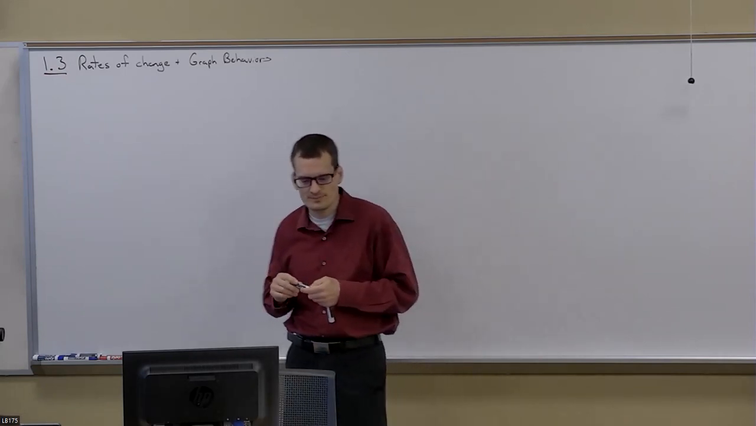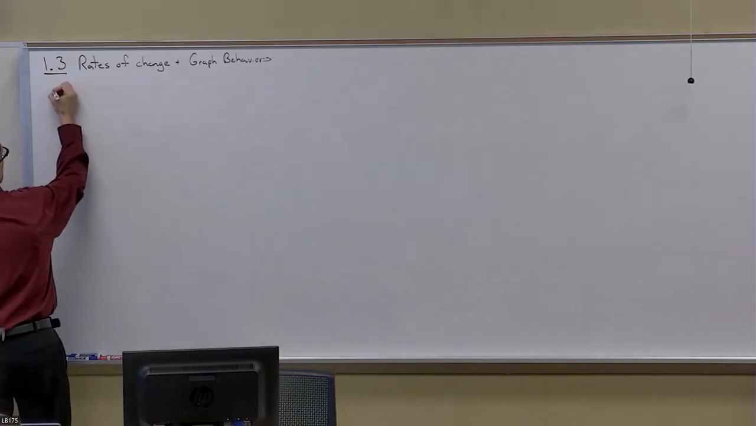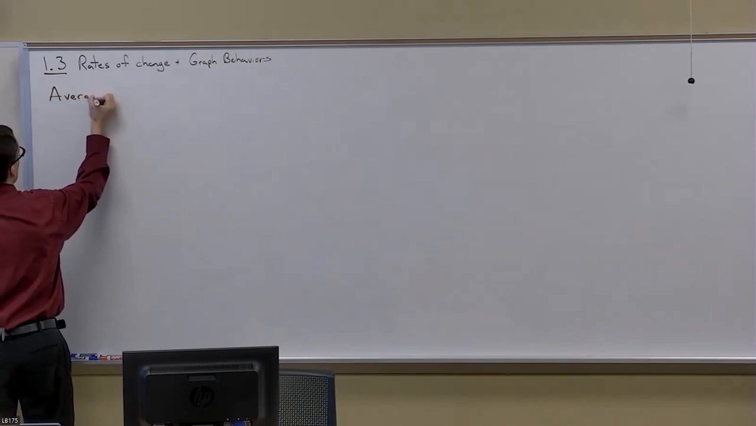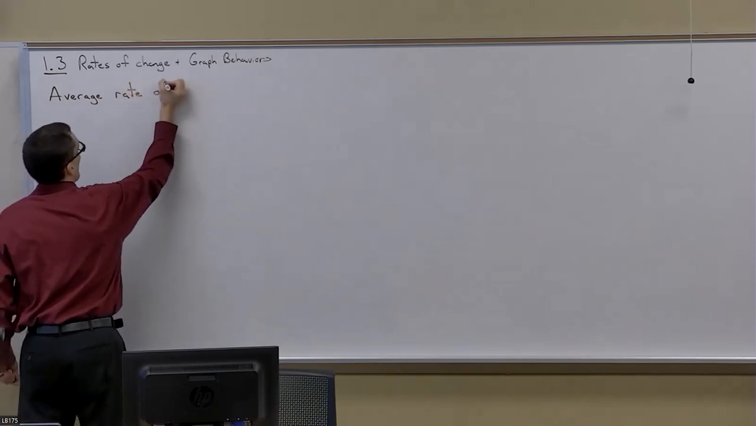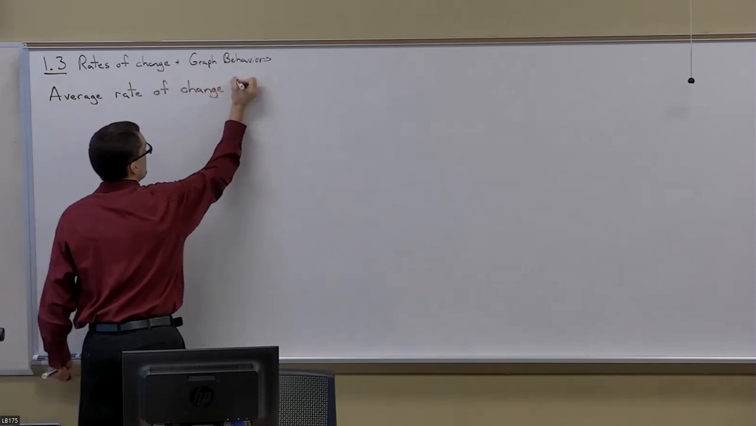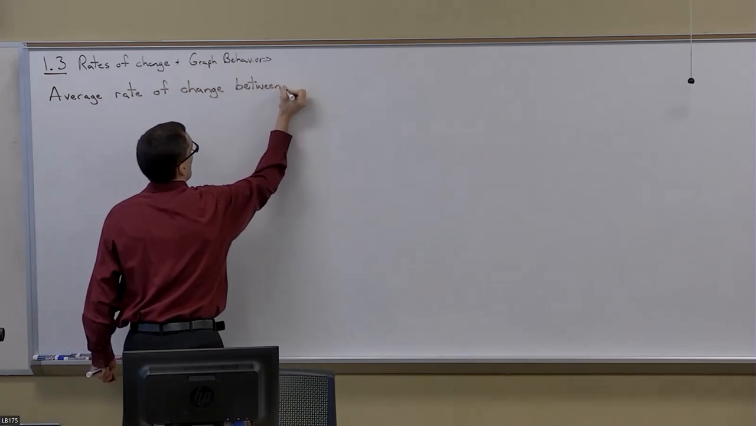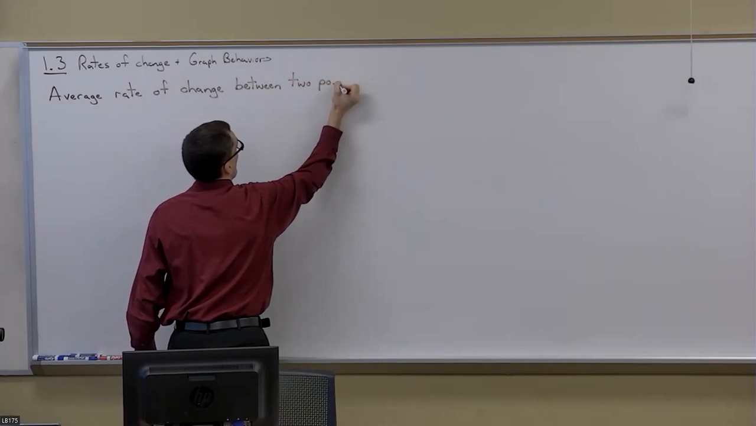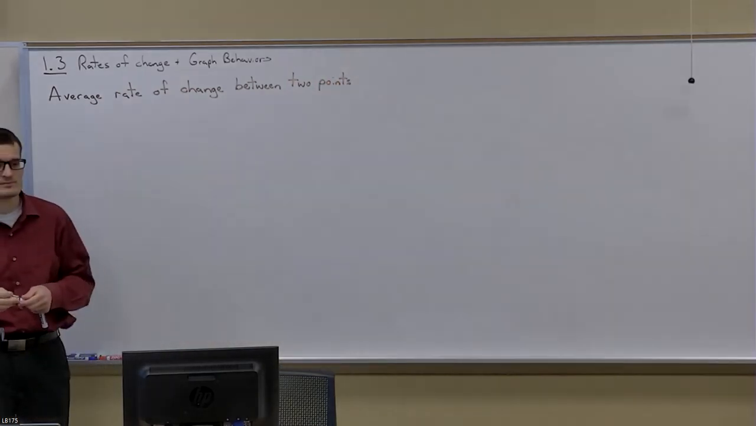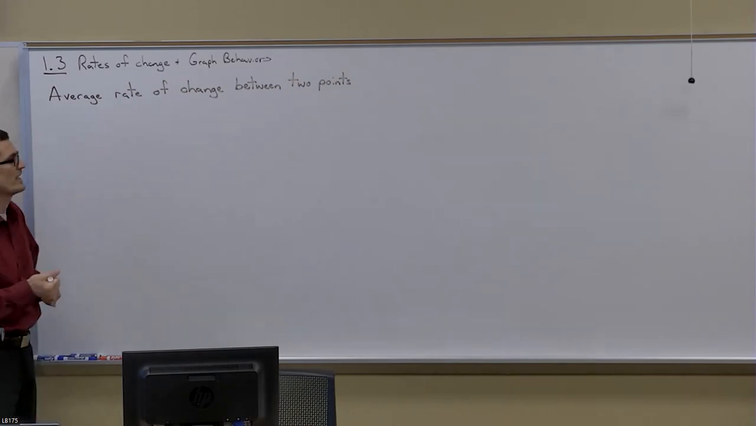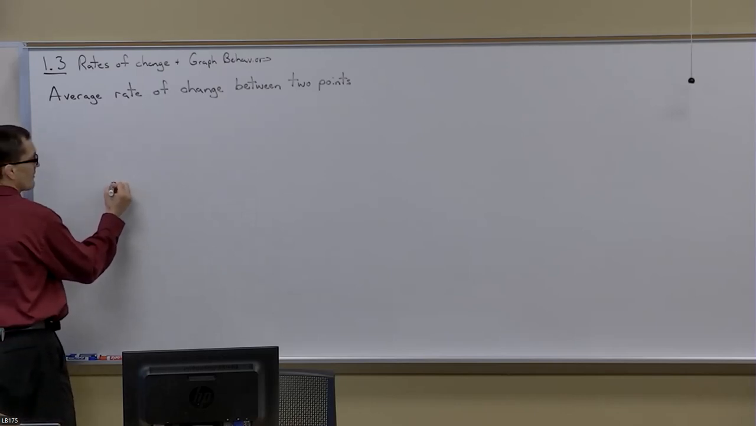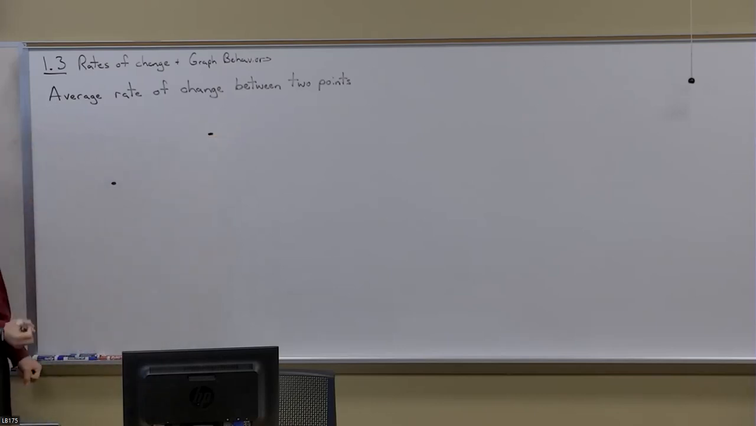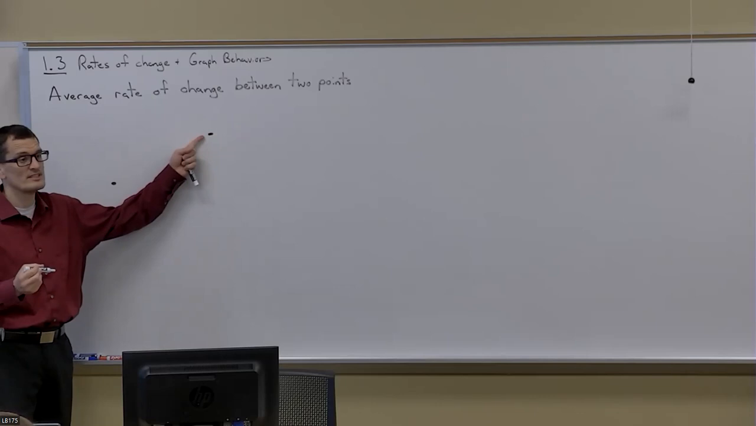And we're going to focus on the average rate of change between two points. Average rate of change between two points. Let me kind of explain this. Let's say we have two points, one down here and one up here. Average rate of change asks how fast is my function changing as it goes from this point to this point on average?